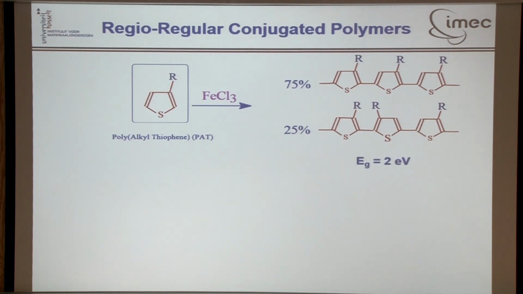But that's visible in the band gap because this type of material synthesized by iron trichloride has a band gap of 2 eV. If you have 100% regioregularity, the chain always on the same side, you end up with the band gap of 1.8. So this is a better estimate of how large this effect of torsion angle can be. It's something in the order of 0.2 eV.